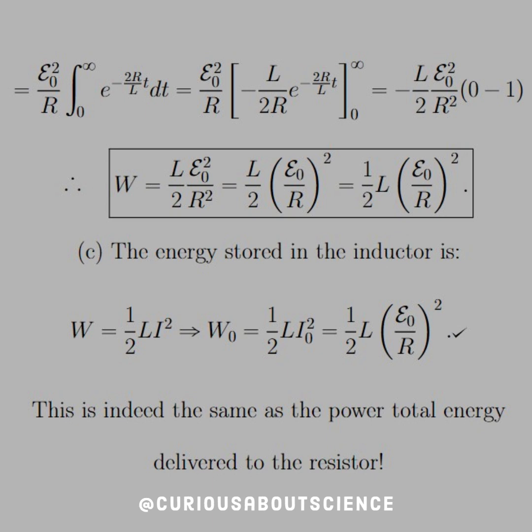With that being said, part C is asking for the energy stored in the inductor. Well, we just know that that's W equals 1/2 L I squared. Again, this is at t equals 0, so we have W naught and I naught. And we saw that I naught was equal to E naught over R. And again, that's squared. So if we compare and contrast the above, we see that they're indeed the exact same thing as the total energy delivered to the resistor. That's pretty darn cool.